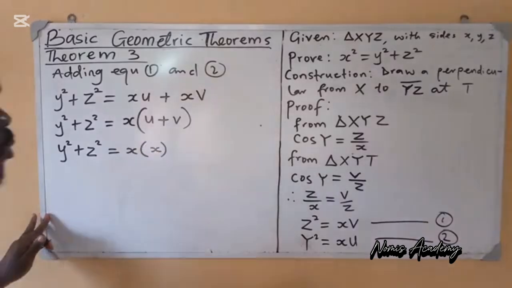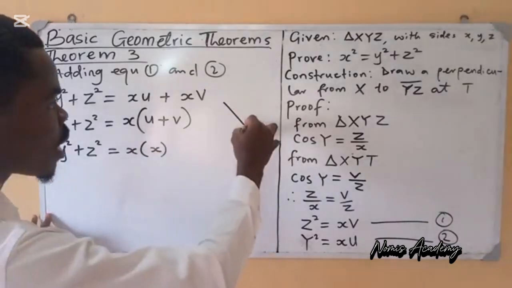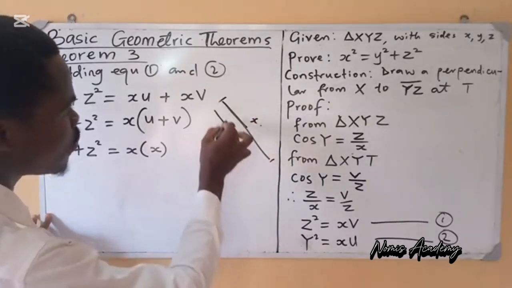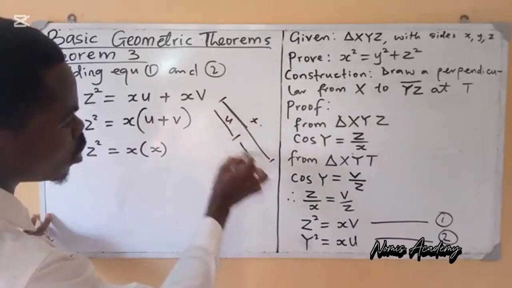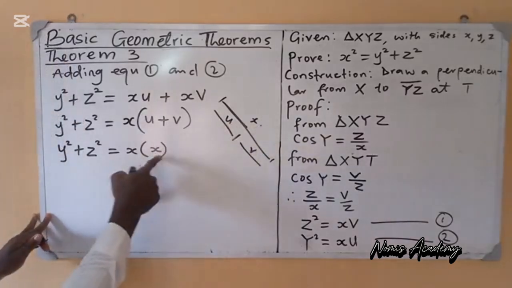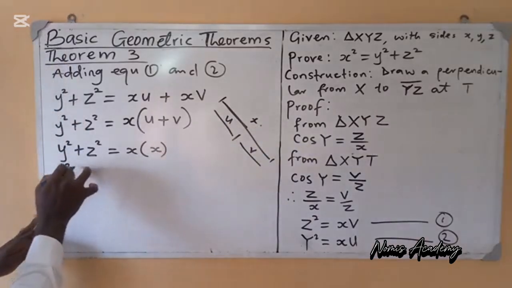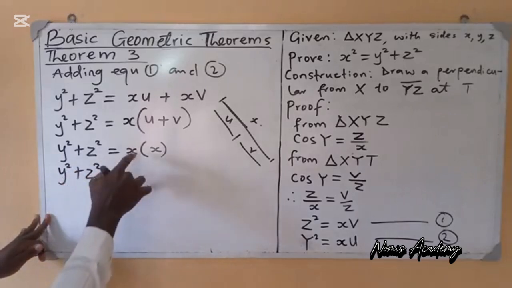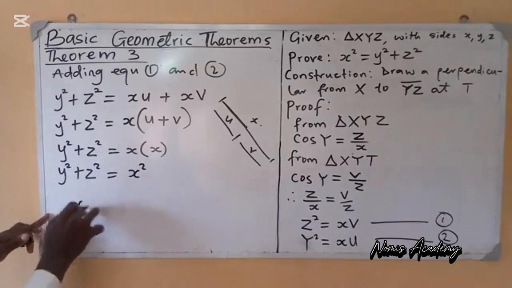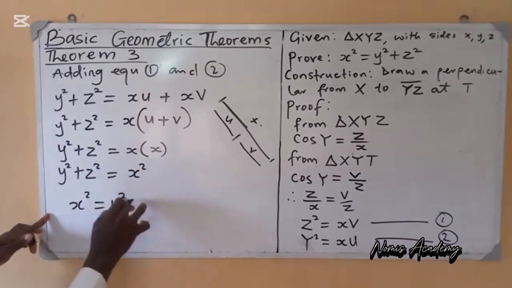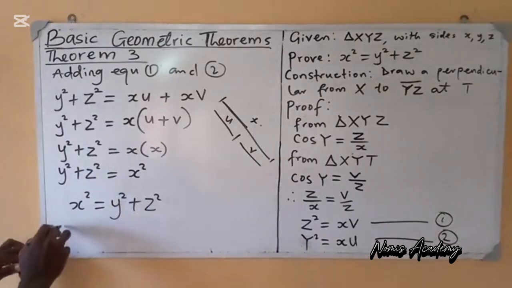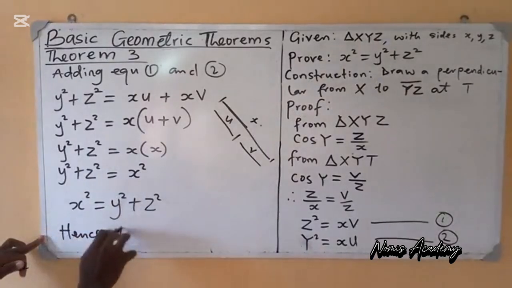Alright, in the triangle, remember, we have something like this, which is X, and then we have here to be U, and then we also have here to be V. So U plus V is TX, so that's why we have X. So Y square plus Z square is equal to X times X, which is X squared. So therefore we have our X square equal to Y square plus Z square. So this is the proof. Hence you write hence proved.